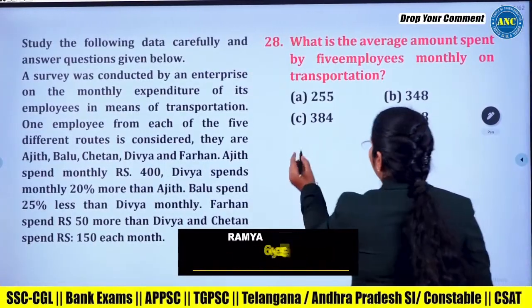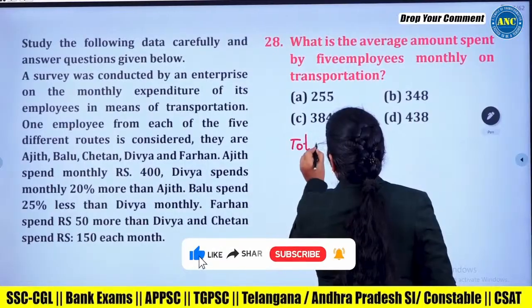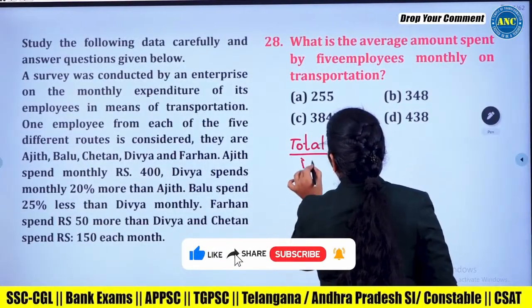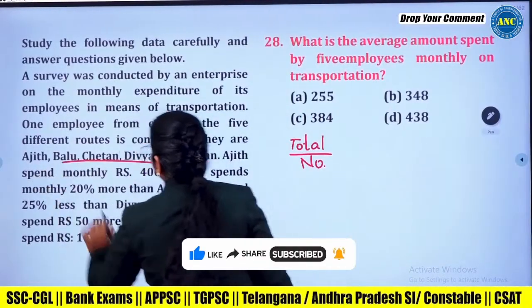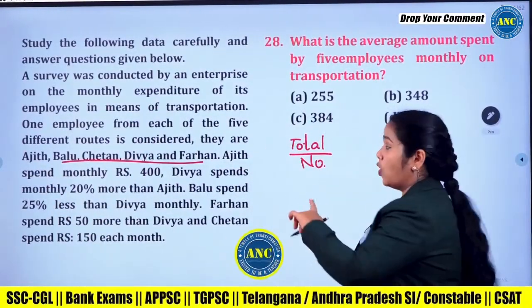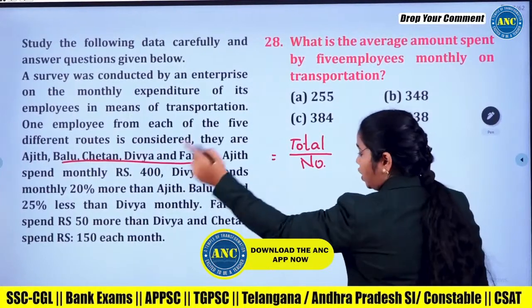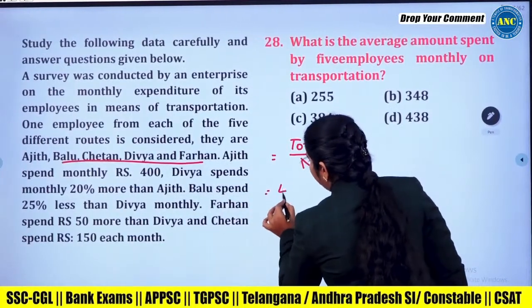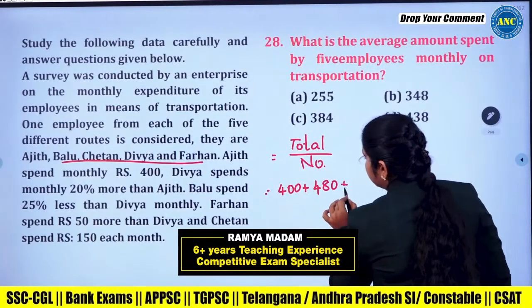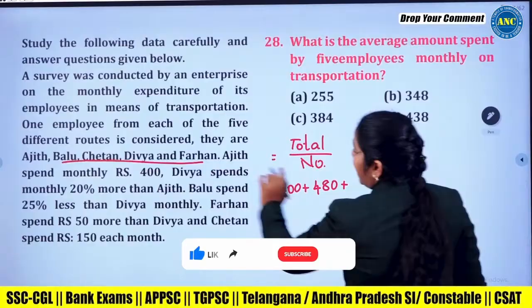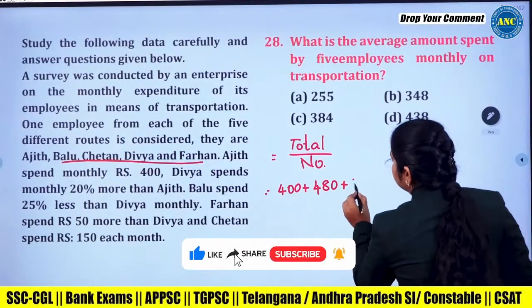Average is nothing but the total amount spent by all the employees divided by the number of employees, right? How many employees do we have here? 5 employees. Total amount spent by all the employees, how can we take? We already got the values there. So Ajit 400, Divya 480. Next, Balu, how much did we get? 360.